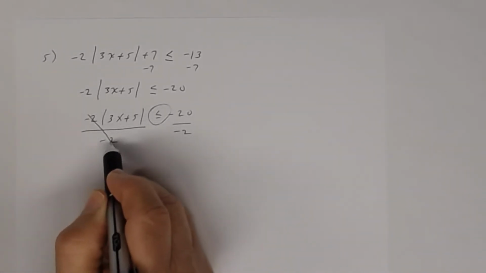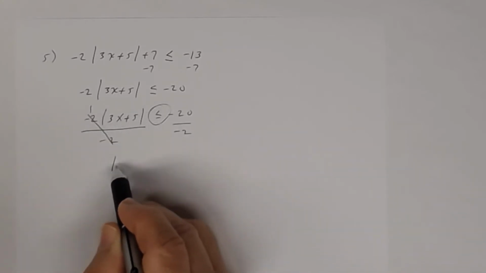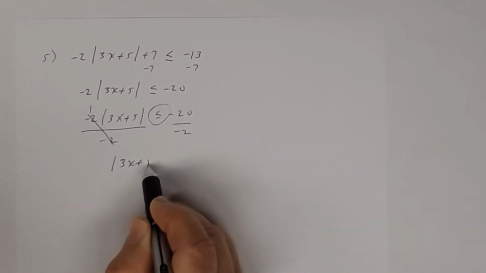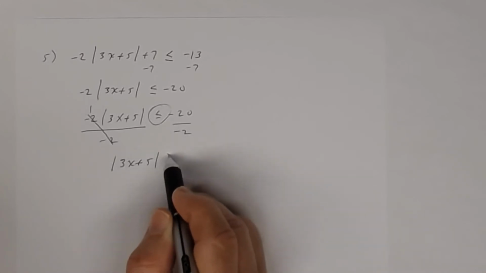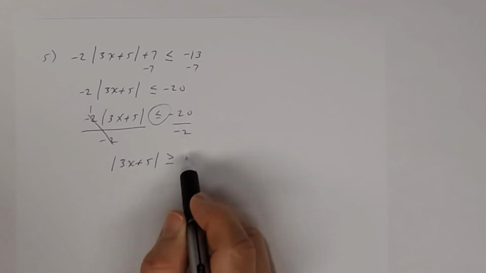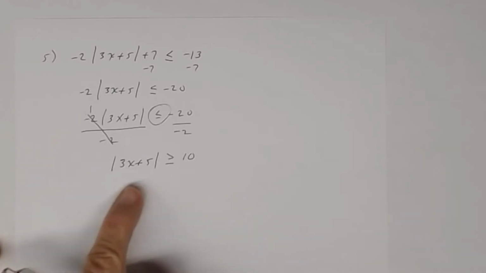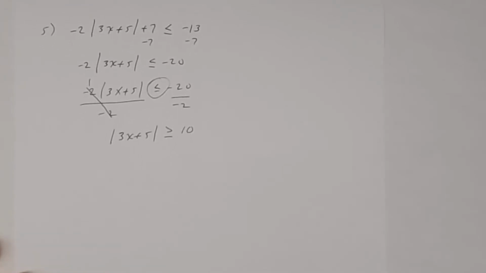So -2 divided by -2 is 1. 1 times the absolute value of 3x plus 5 is the absolute value of 3x plus 5 is going to be greater than or equal to -20 divided by -2 is 10, right? Okay, so that's what I have. So now I have the absolute value expression by itself. It's a greater than, so there's your OR statement.